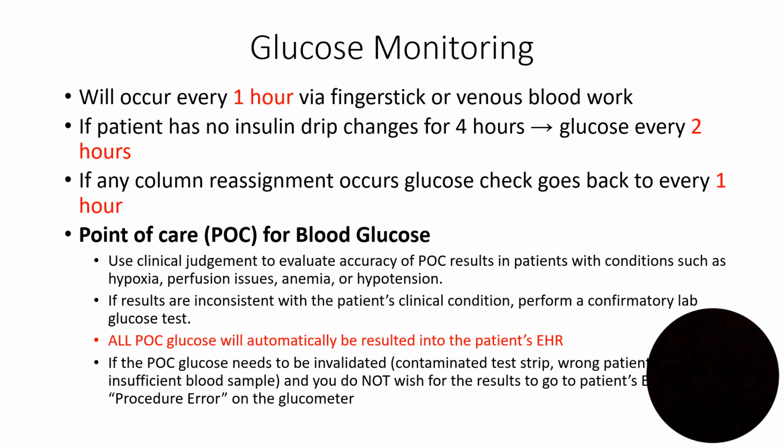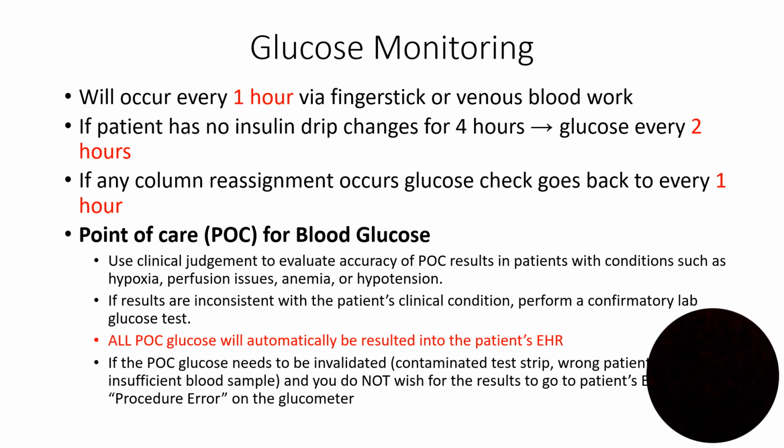Point of care for blood glucose. Use clinical judgment to evaluate the accuracy of the point of care results in patients with conditions such as hypoxia, perfusion issues, anemia, or hypotension. If results are inconsistent with the patient's clinical condition, perform a confirmatory lab glucose test.